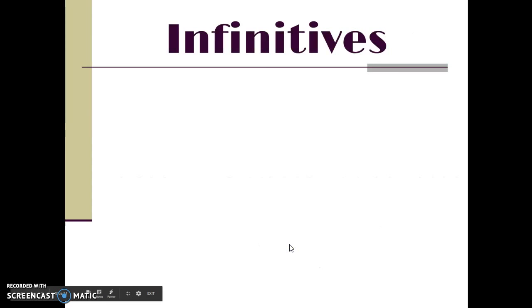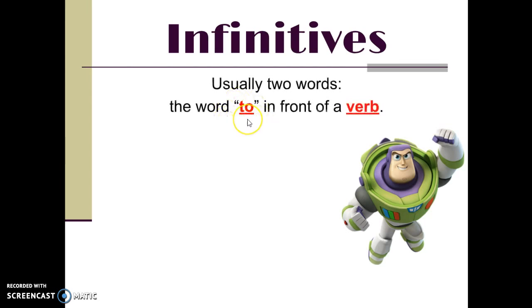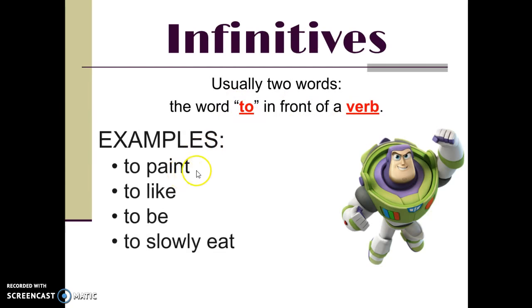And then we have these things called infinitives. Infinitives are tricky because they have two words, the word to in front of a verb. To paint, to like, to be, to slowly eat is your verb. Now these can be tricky because to can also be a preposition. And so we have to think about these. I think of them as formulas. To plus a verb is an infinitive. To with a noun is a prepositional phrase. Okay, and so we have to be careful with to. It's a special preposition because it can also be used as an infinitive.